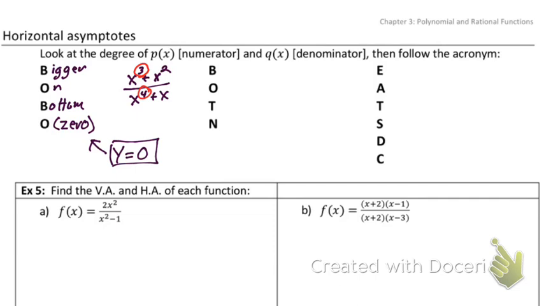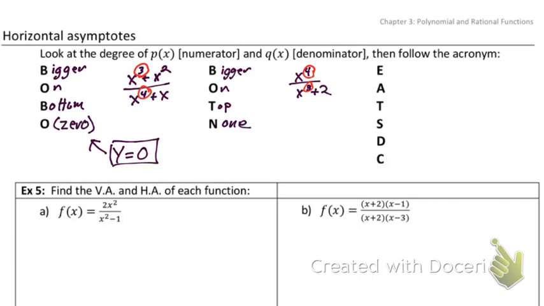Botten is probably the most challenging one. We're not even going to cover it today. We'll cover it tomorrow. Botten means it's bigger on top. So bigger on top might be x to the 4th over x cubed plus 2, something like that. You look at your powers. 4 is bigger than 3. It's bigger on top. That N stands for none. It doesn't have a horizontal asymptote.